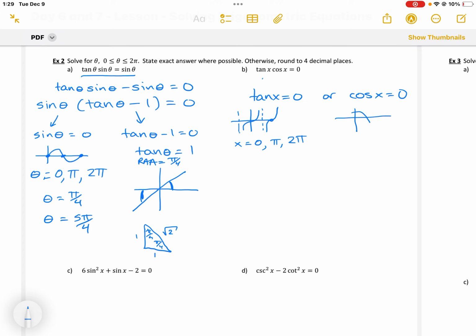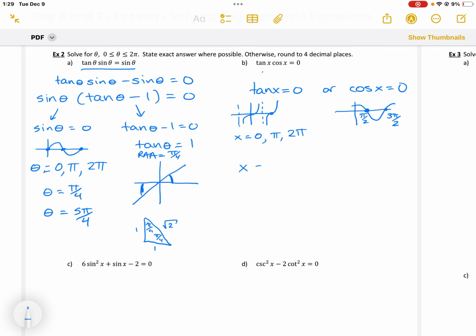Cos x can equal 0 at pi over 2, or 3 pi over 2. So really I've got 5 solutions here. X can equal 0, pi over 2, pi, 3 pi over 2, or 2 pi. All of those values would satisfy that equation.